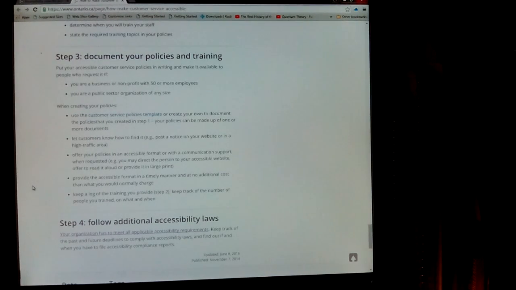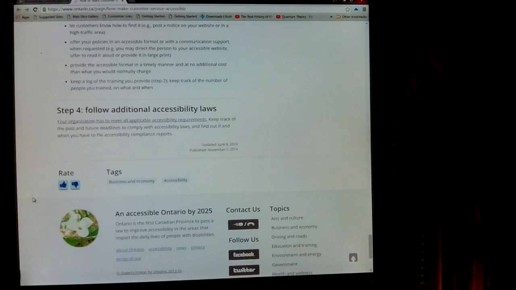Keep a log of the training you provide, step 2. Keep track of the number of people you trained and on what and when. Then step 4, follow additional accessibility laws. Your organization has to meet all applicable accessibility requirements. Keep track of the past and future deadlines to comply with accessibility laws and find out if and when you have to file accessibility compliance reports.